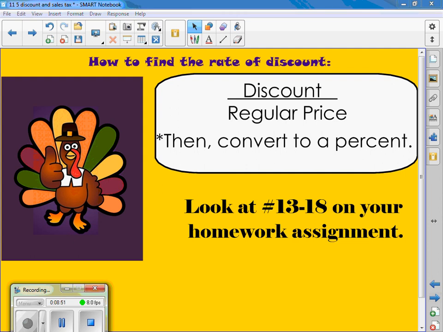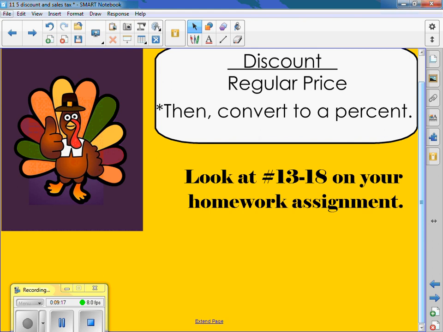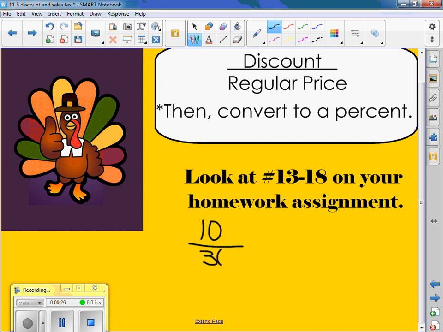All right, I'm going to do number 13 with you. So look at number 13. The directions say to find the rate of discount. Now, again, rate is just the same as we've been doing as we're working with percents. It's part over whole. So in this case, our discount is our part, and our regular price is our whole. So on number 13, it tells you that the regular price is $30 and the sale price is $20. So first we have to figure out what our discount is. Well, 30 minus 20 is $10. So that means we saved $10. So that's our discount. So you'll do 10 divided by your regular price, which is $30.